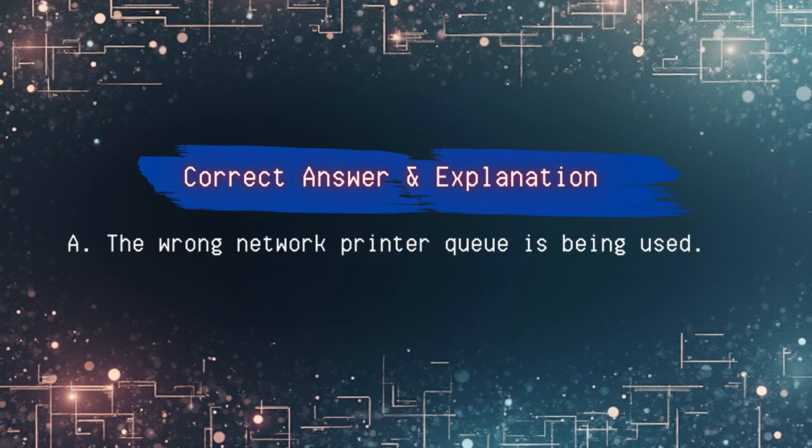Correct answer, the wrong network printer queue is being used. The behavior described, where users must walk over to the printer and press OK before the print job will print, typically occurs when the print job is sent to a different printer queue or an incorrectly configured print queue on the print server. This could cause the printer to be in a paused or pending state until manually confirmed. Now, for example, if the wrong queue is selected, perhaps one that does not correspond to the printer being used, the print job might not be processed automatically or could be placed in a holding state, requiring the user to manually confirm it on the printer.